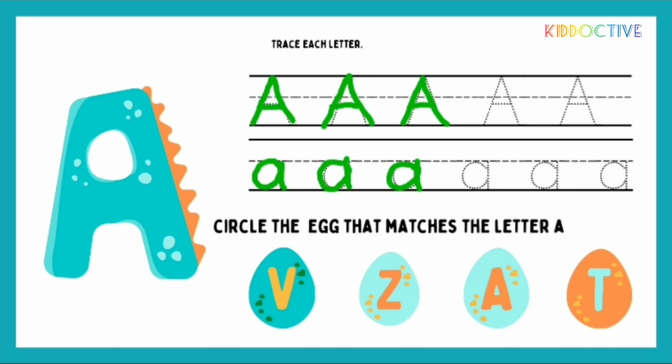You can write? Okay. Now circle the egg that matches the letter A. Which letter looks like A? Yes, this one.